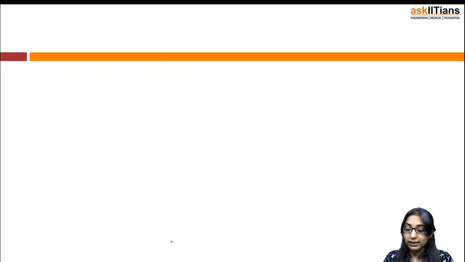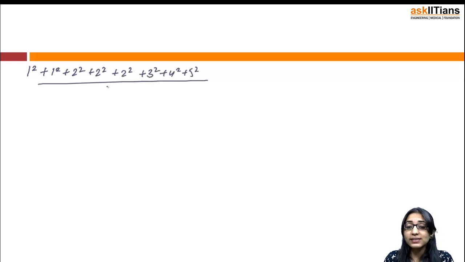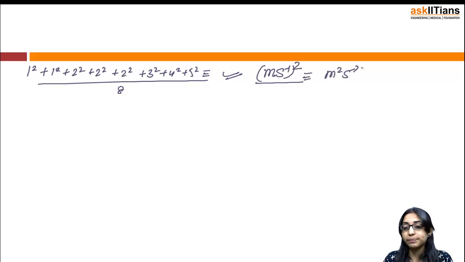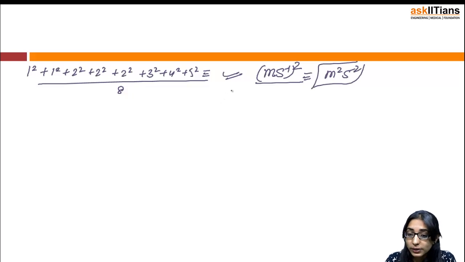So, if I ask you to write the values, you will get 1 square plus 1 square plus 2 square plus 2 square plus 2 square plus 3 square plus 4 square plus 5 square, divided by 8. What is important in this case is that meter per second is the unit, then squared, so you have meter square per second square. Now this value comes out to be nearly 8 meter square per second square if you calculate it.